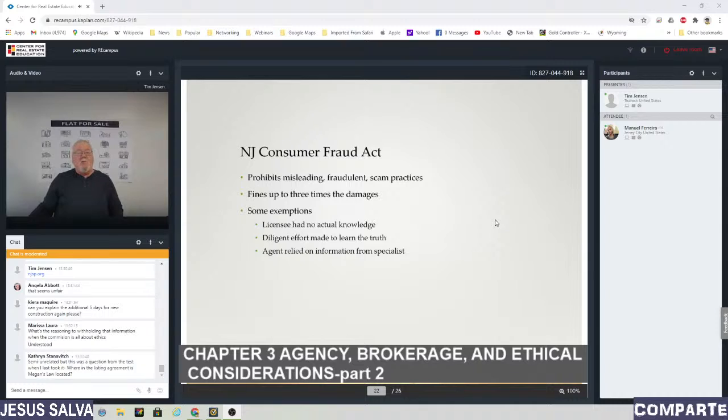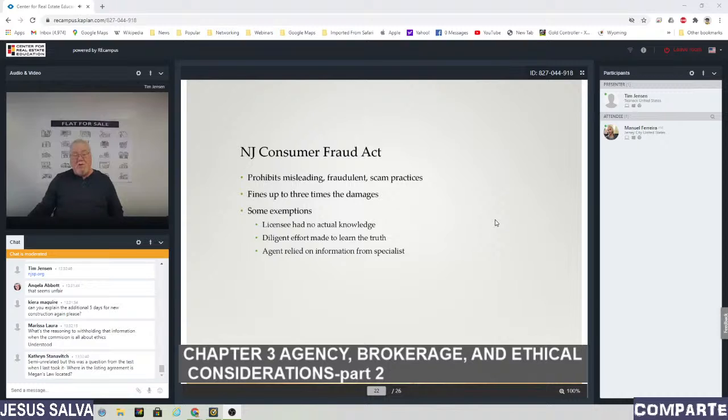Now, New Jersey has a Consumer Fraud Act that prohibits misleading, fraudulent, and scam practices. Obviously, you're never allowed to intentionally mislead. But if you do and are found guilty, you may be fined up to 3 times whatever damages the client incurred. That's a lot of money sometimes.